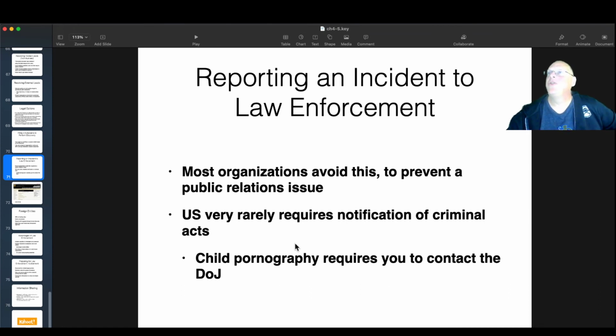They have other goals. So it's not likely to benefit you very much to turn it into the cops for most incidents.